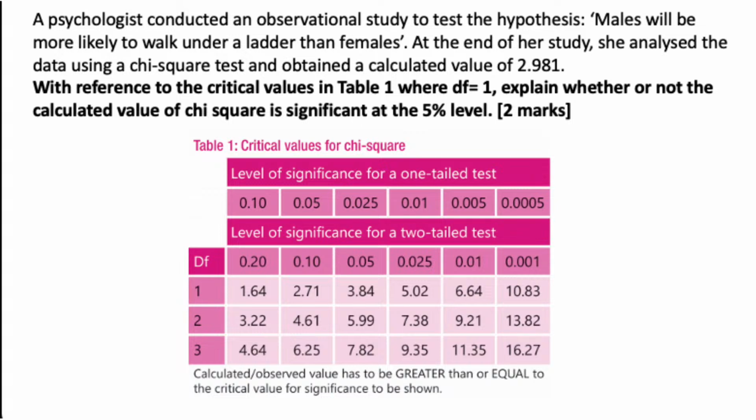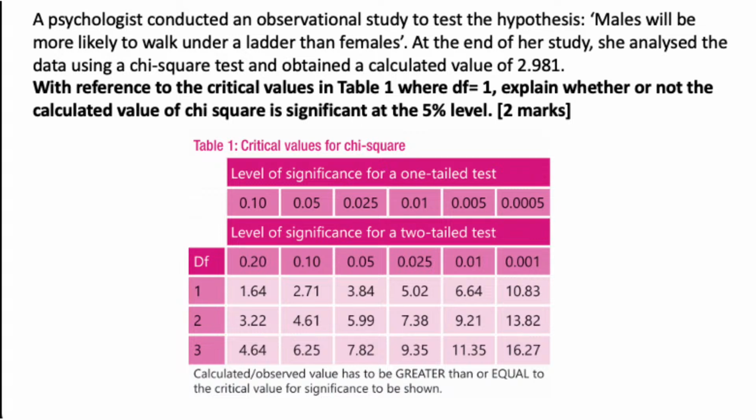2.981. So in the question, we've referenced the critical values in table 1, and that's what Tiana's question was about, where DF equals 1. Explain whether or not the calculated value of chi-square is significant at the 5% level. So the question is, how do we find this critical value from here? Okay, so I'm going to talk you through some steps.